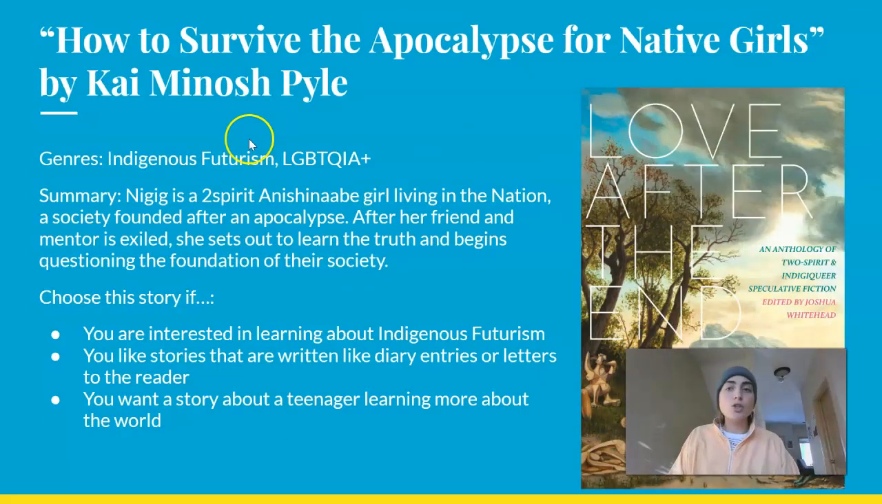So our second story that you can choose is called How to Survive the Apocalypse for Native Girls. So this story is similar to the genre of Afrofuturism, except it's Indigenous futurism, so meaning it's a story set in the future, but it's about Native American characters by an Indigenous author. The story also has LGBTQ characters, if that's something you're interested in. It's about a girl living in a post-apocalyptic world, and she finds out that her friend and her mentor has been kicked out of the society. So she starts learning some bad things about the place that she lives. She's trying to uncover these mysteries about the society.